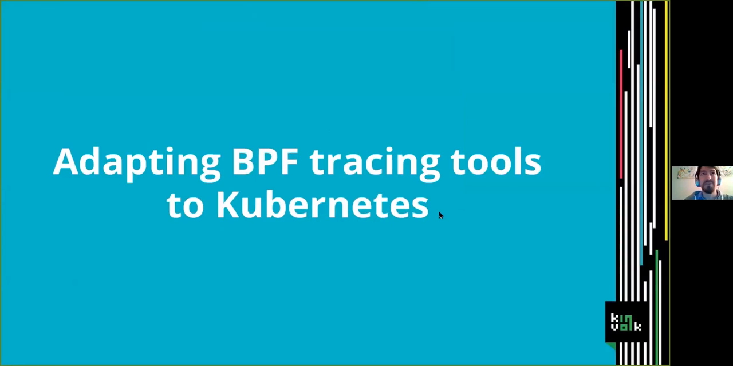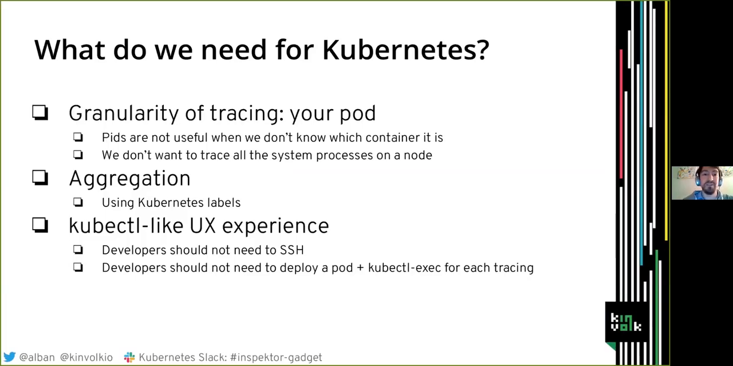So far that was a CLI tool on Linux, so how do we adapt it to Kubernetes? In Kubernetes, we typically don't really care about individual processes. The granularity for tracing is the pod, Kubernetes deployments, and so on. And we care more about Kubernetes labels. We want to address pods by labels and have a user experience similar to kubectl. So developers should not need to SSH onto individual nodes, but use a kubectl-like command to select a pod or a deployment.